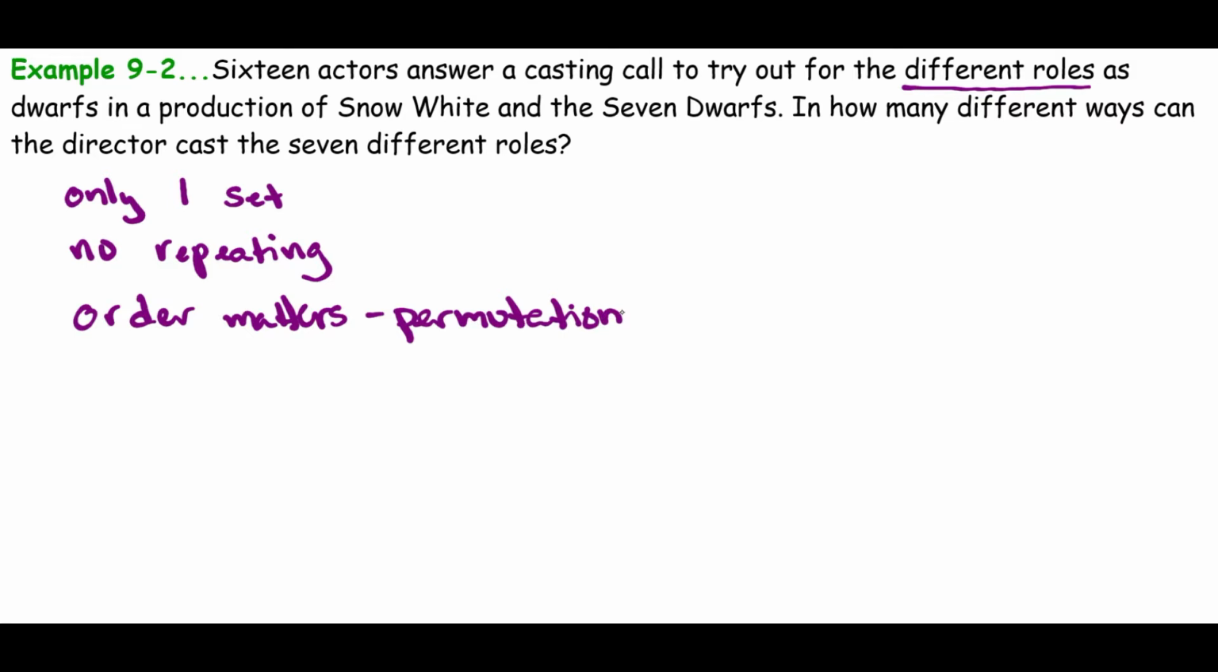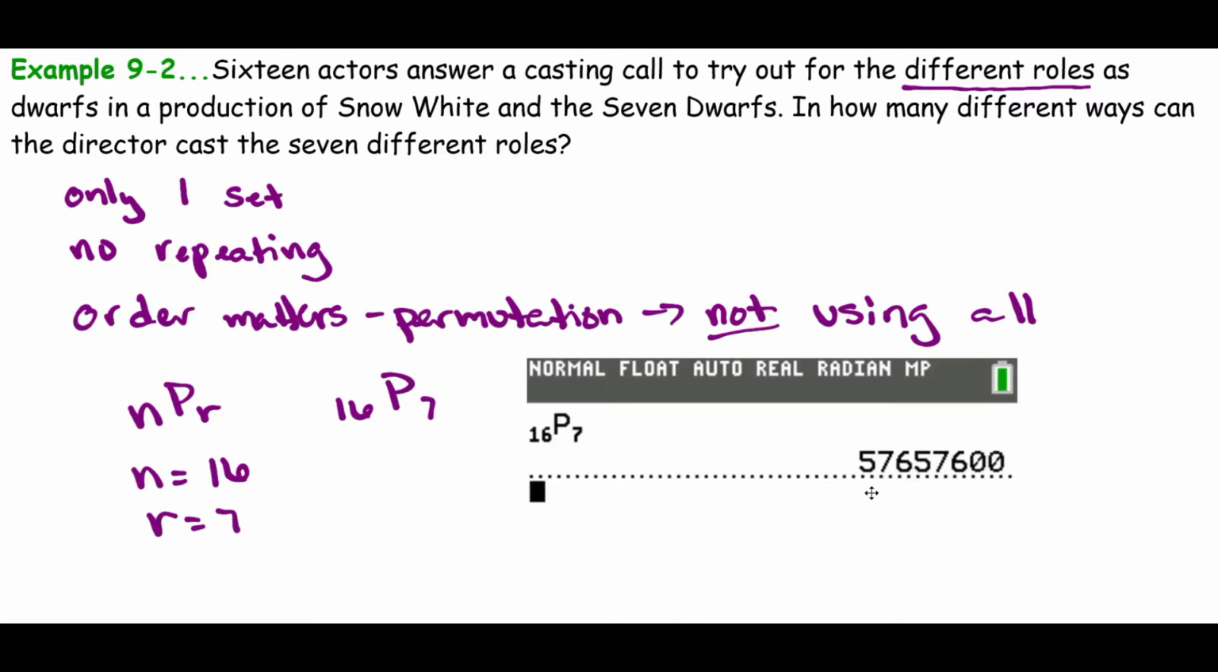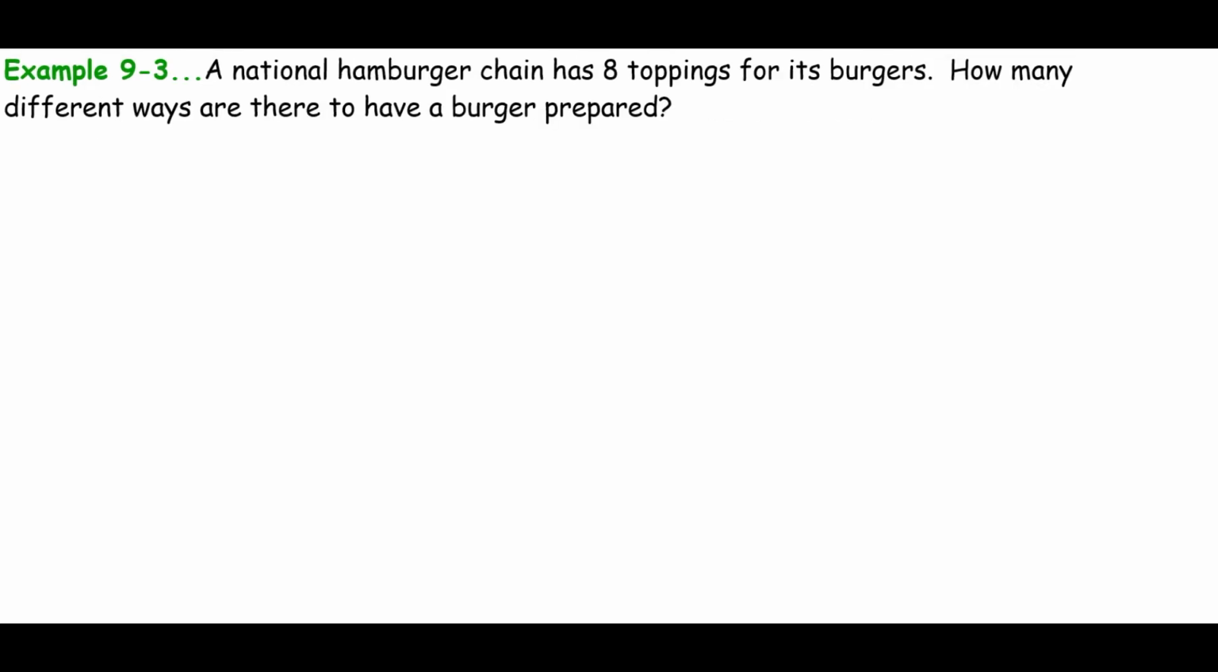So then the next question we ask with permutation is, am I choosing all of the objects? So I have 16 and I'm only choosing 7, so we're not using all. So then we're going to have to do that nPr. So n, remember, here is going to be 16 because I have 16 to choose from, and r is going to be 7. So we're going to have 16P7. So again, remember, this is in your calculator. Then we've got our answer of 57,657,600.